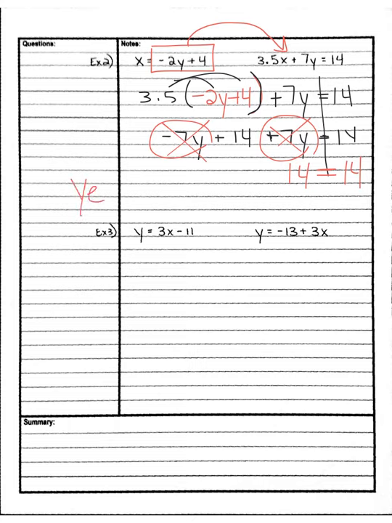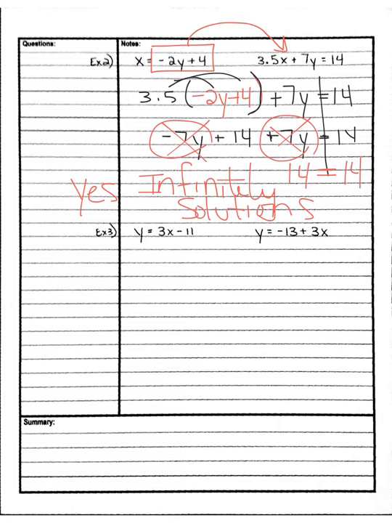Yes. So since it is true, this is what we call infinitely many solutions. These are actually the exact same equations. They are equal. If you were to graph them, they are literally stacked on top of each other. They're the exact same line. You'd graph the same line twice. Infinitely many solutions.